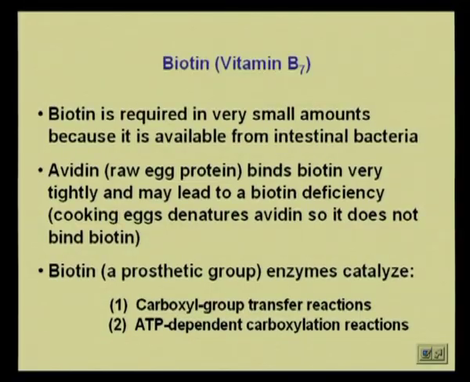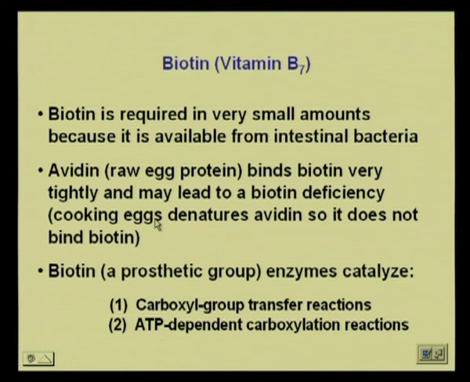This is another one. We have vitamin B7 here, biotin. Now, biotin has to be supplemented in the diet, but it is required in small amounts because intestinal bacteria actually make biotin. Okay. So, you do not have to have as much biotin in your diet, and there is a protein called avidin in raw eggs, which binds biotin extremely tightly, as a result of which it makes biotin unavailable for its specific enzymatic reaction.